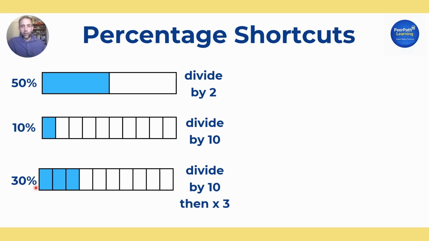And you can use a similar technique for 20%. You would divide by 10 times by 2. 60%, you would divide by 10 times by 6, all using the same principle.